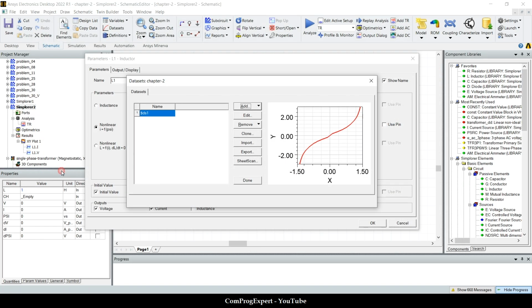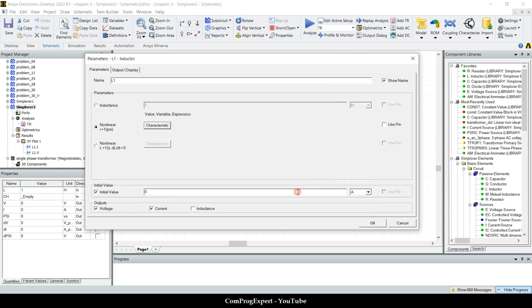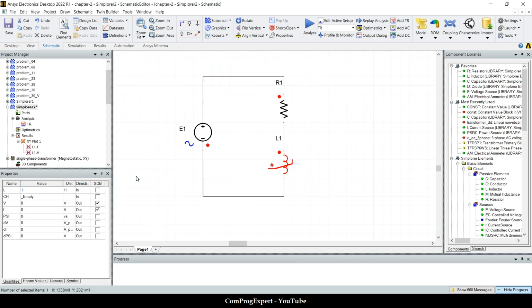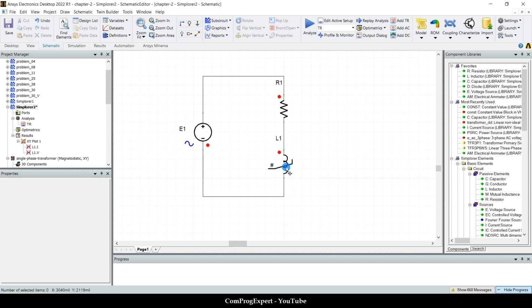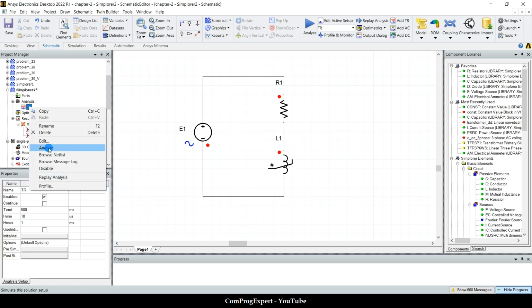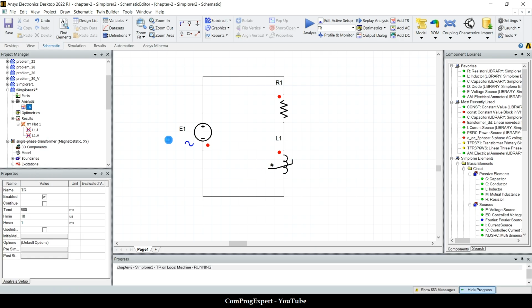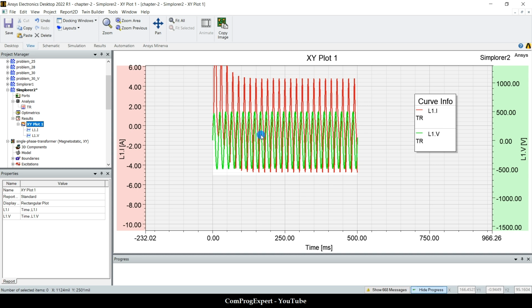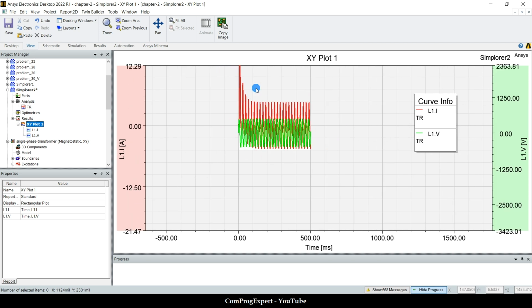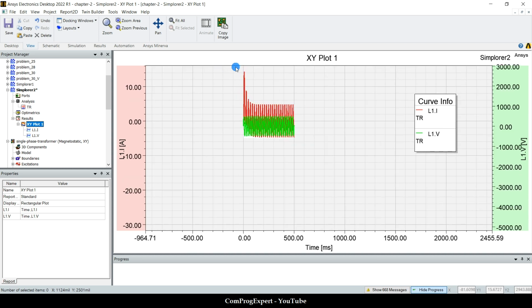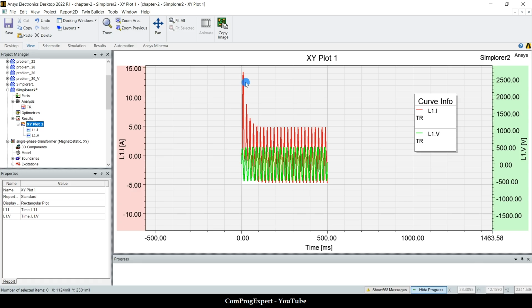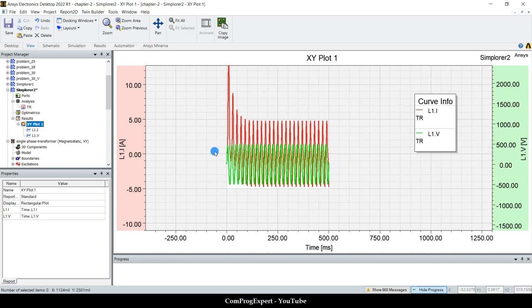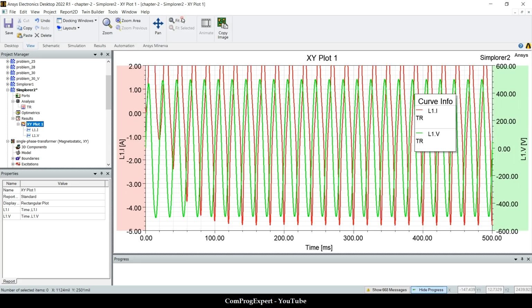Okay, done. Yes. So we have set the nonlinear characteristic here. Now, again, if I analyze this problem, you can check. Yes, in this case, again, we have this transient. The inrush current is very high. Okay, the value of the voltage and the current.